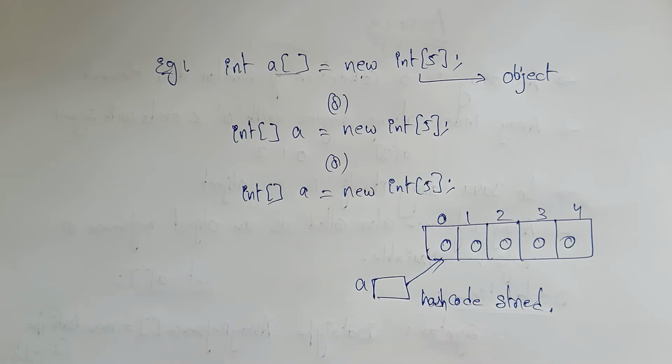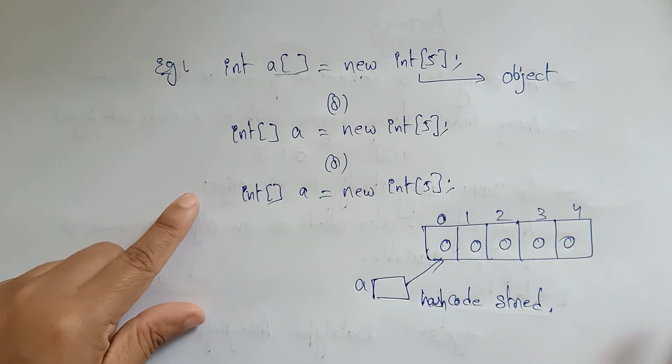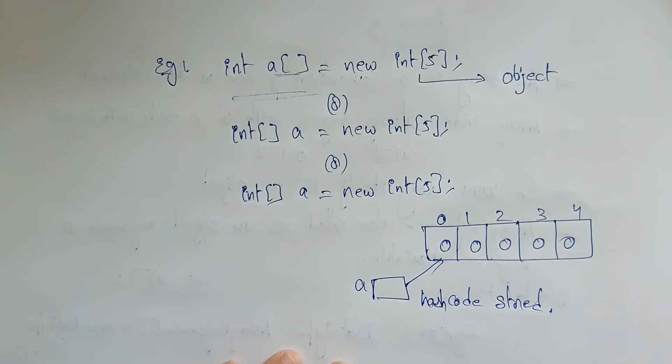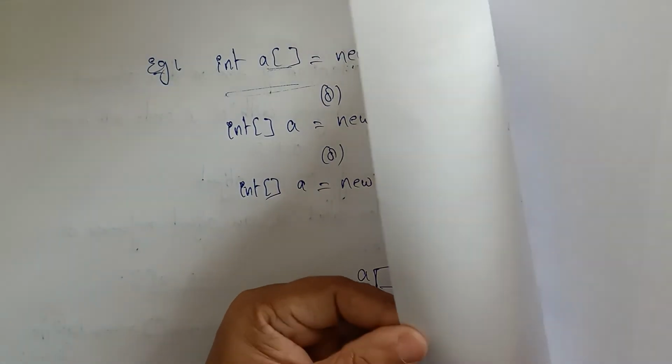So this is the declaration part of an array. In an array, you can use any type of declaration. Mostly we generally use these types of declaration. Now let's see the assignment. How to assign the array.